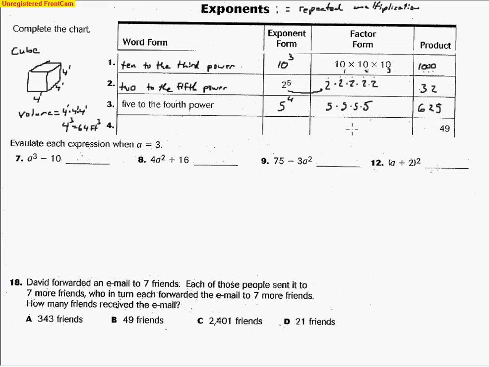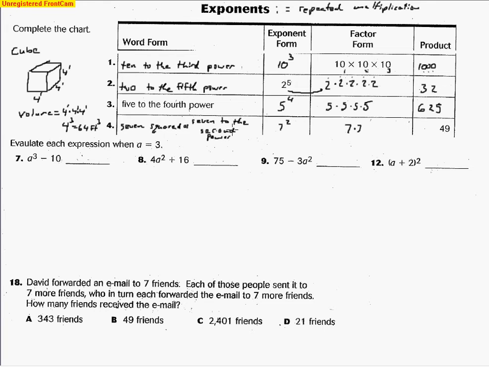49. 49 is the product, so that means they just did 7 times 7. What is that in exponential form? That's 7 squared, or 7 to the second power. So we can say that a couple different ways. Again, 7 squared, or 7 to the second power.